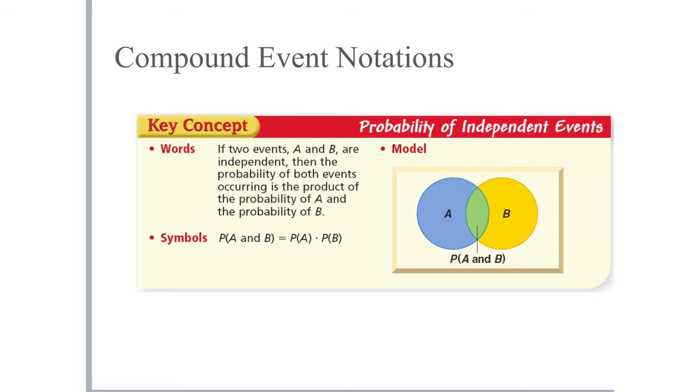So we can understand it by looking at this in terms of a Venn diagram. The probability of independent events: if 2 events A and B are independent, then the probability of both events occurring is the product of the probability of A and the probability of B. So we're not talking about the possibility of A happening. We're not talking about the possibility of B happening, but rather the possibility of them happening together, which gives us this green section. And what we do is we take the probability of A and multiply it by the probability of B.